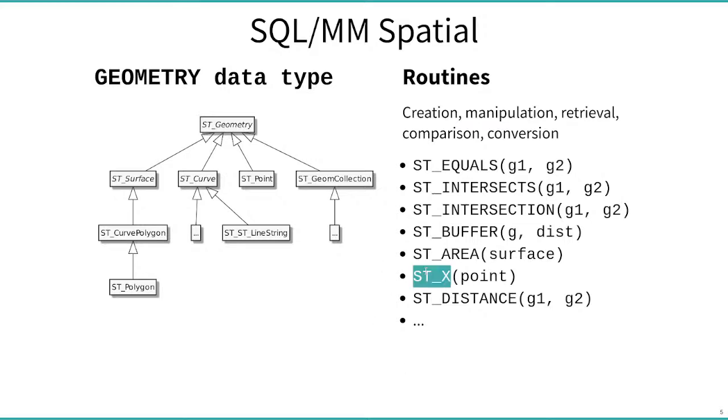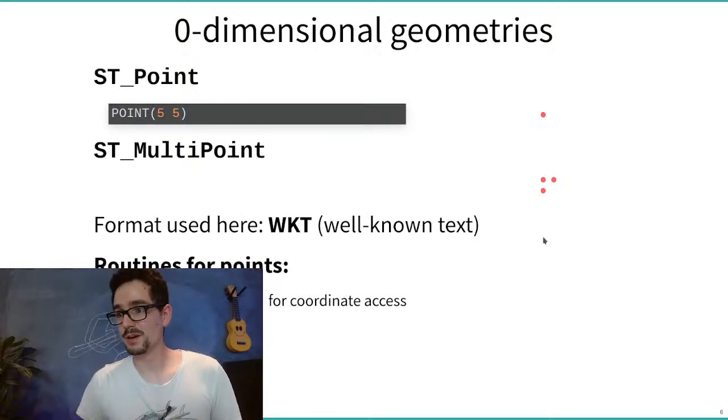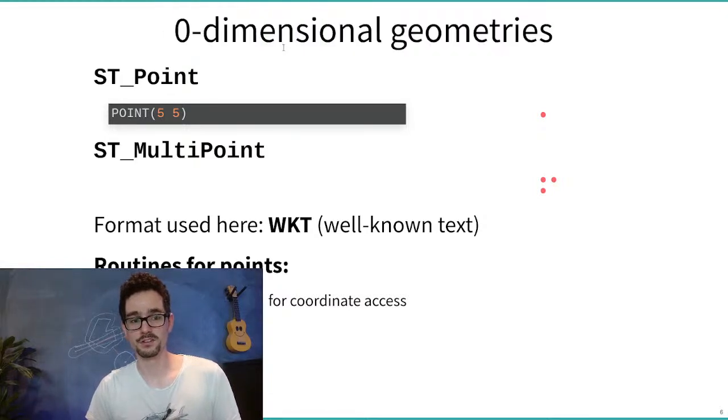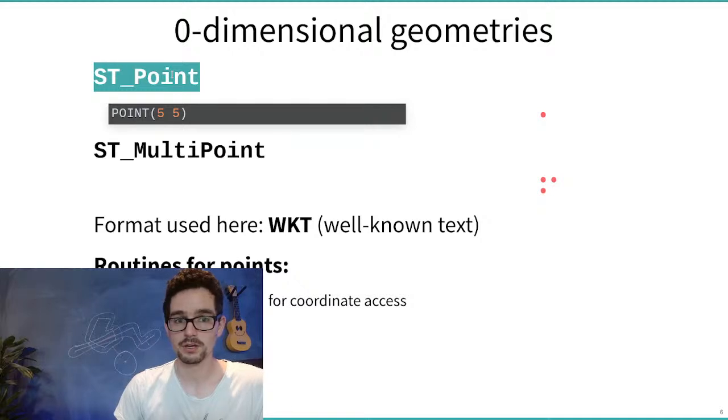Yeah. Then we have something like ST_X. It gives us for a point the x coordinate. ST_Area gives us square meters or square miles, square degrees, so the area of a surface. Yeah, we come to those functions in a minute. So let's begin with the zero-dimensional geometries with a point. Zero dimension means it is just one point. So there's the data type ST_Point for that.